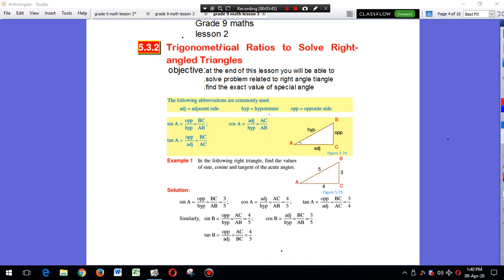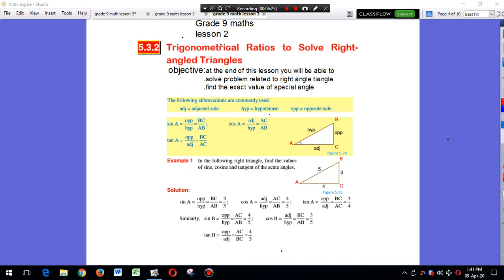Tan A is equal to opposite over adjacent. The opposite side of angle A is 3, and the adjacent side of angle A is 4. So tan A is equal to 3 over 4. Similarly, sin B is equal to the opposite side of angle B divided by the hypotenuse. The opposite side of angle B is AC, which is equal to 4, and the hypotenuse is 5. So sin B is equal to 4 over 5.